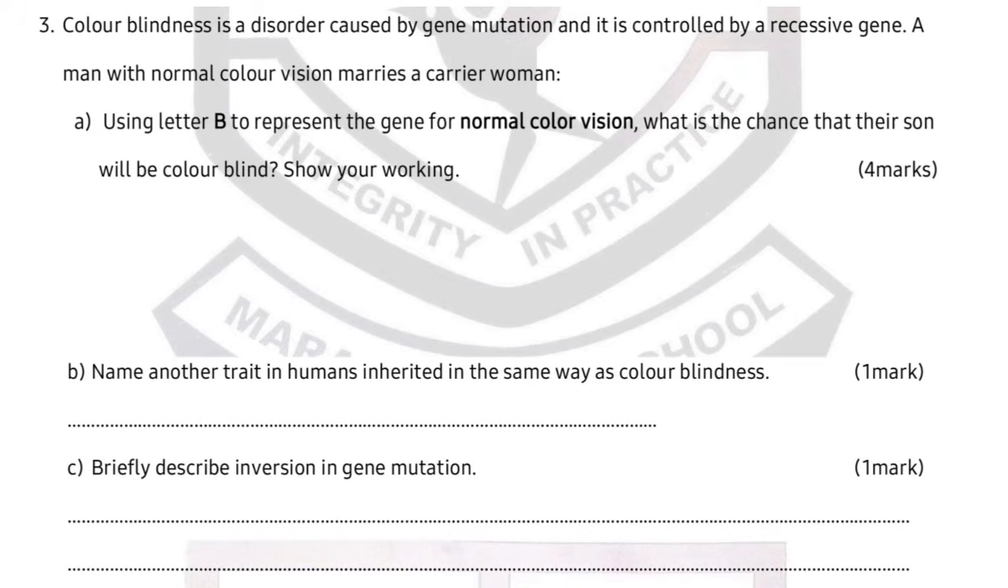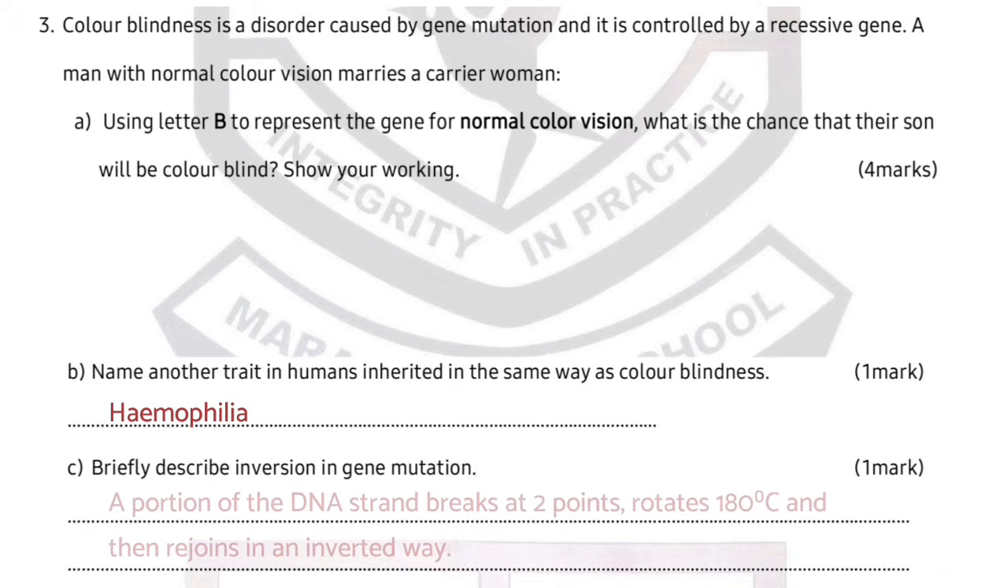Part B. Name another trait in humans inherited in the same way as color blindness. Easy. Hemophilia. Part C. Briefly describe inversion in gene mutation. So, inversion occurs when a portion of the DNA strand breaks at 2 points, rotates 180 degrees, and then rejoins, but of course it's going to be in an inverted manner. Hence the name.